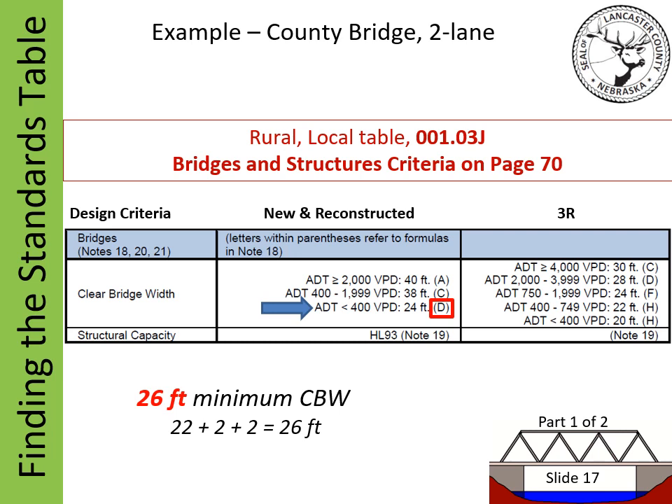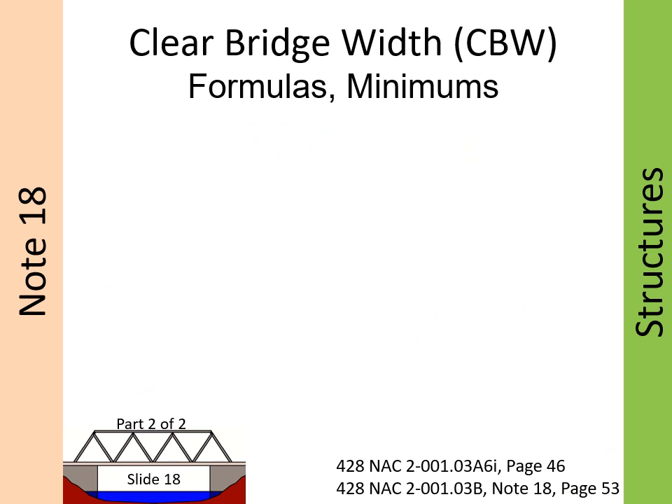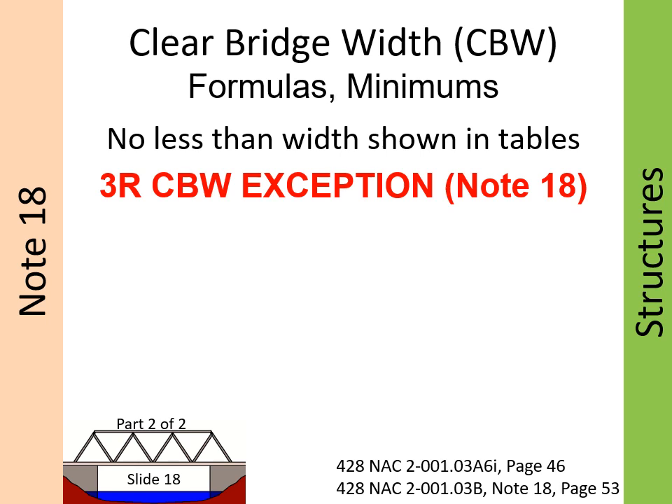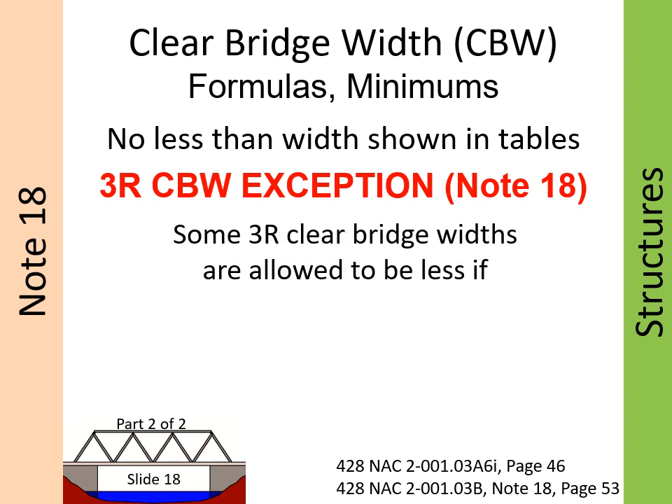Thus, the minimum clear bridge width is 26 feet, not the 24 feet shown in the table. As mentioned previously, there is one exception to the rule that no clear bridge width can be less than the value in the table. It pertains only to 3R work on structures.